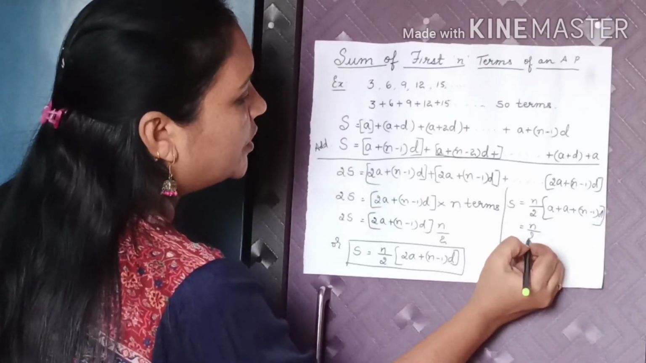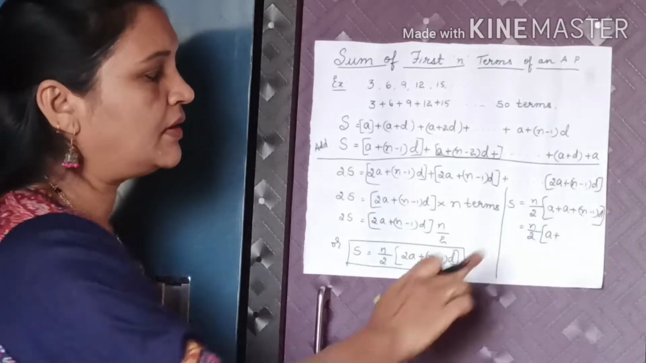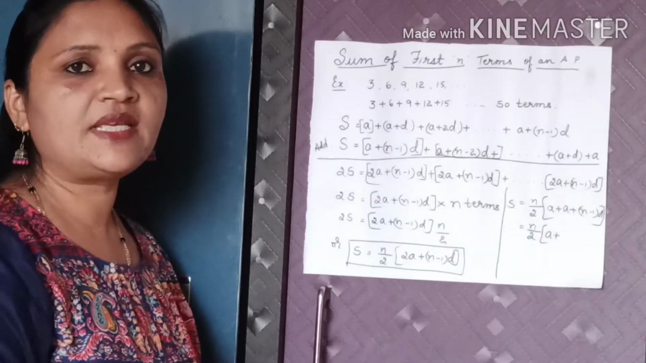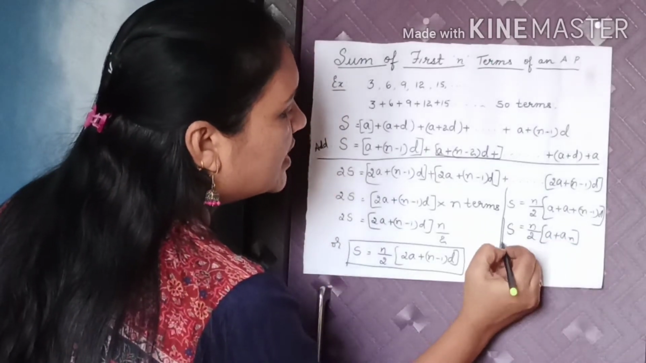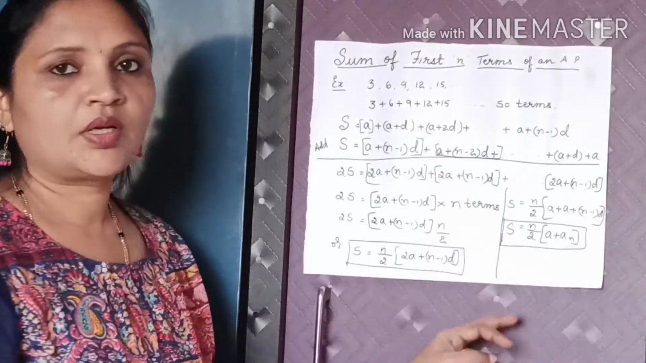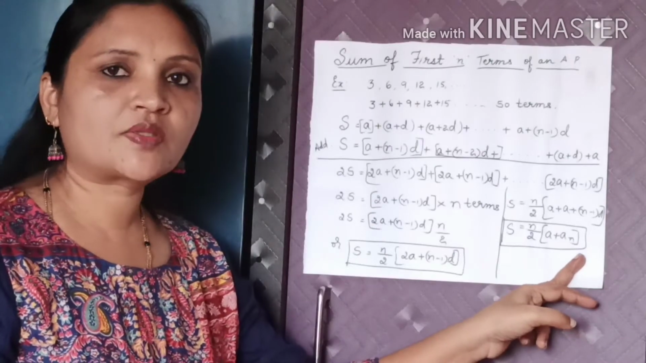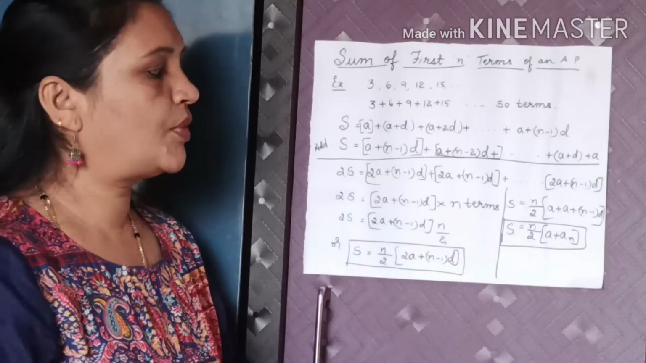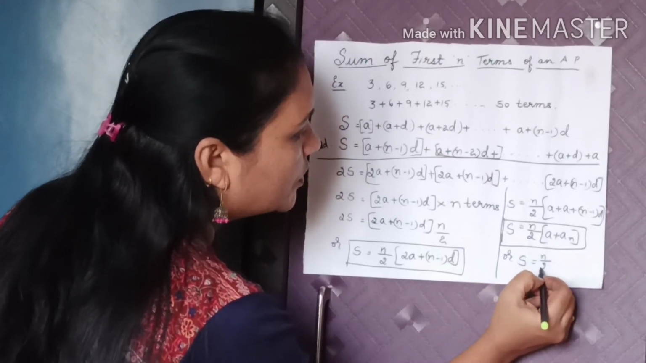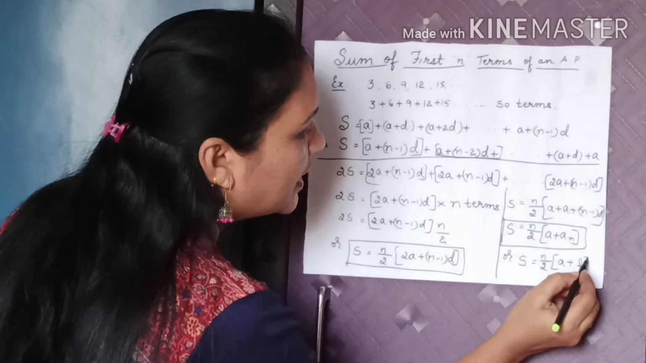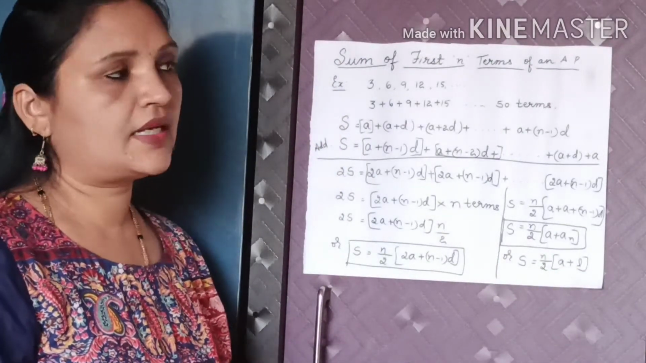Now n by 2, a plus (n minus 1) into d, you already know that one, is the last term. We will write it as an. So this is also a formula. When we know the first term and the last term of an AP, we can find the sum of the terms. Or we can write it as S is equal to n by 2 into (a plus L). Here a is the first term and L is the last term.